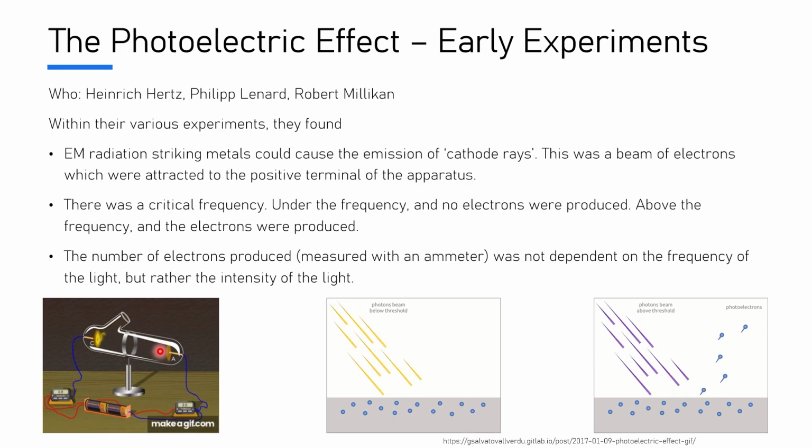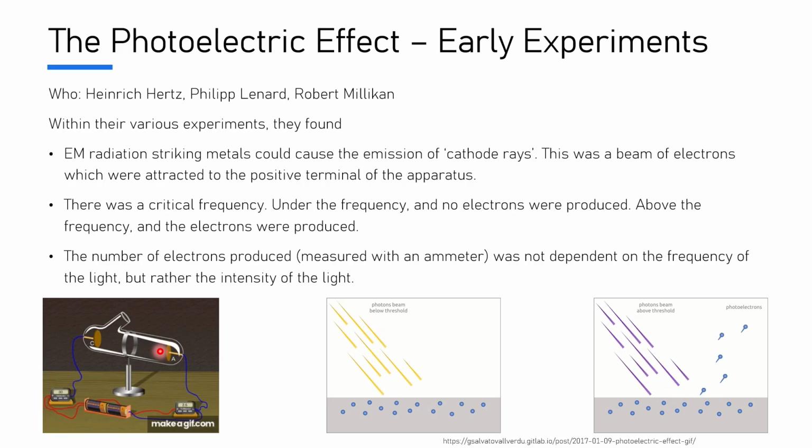What they also learnt was that there was a critical frequency. Under certain frequencies, they weren't able to produce their cathode rays. They couldn't produce electrons. And if they got above the critical frequency, the electrons were produced and there was a stream of electrons, a cathode ray created. Something else to note is that this critical frequency is different depending on the metal that you actually have. They have different what we call thresholds.